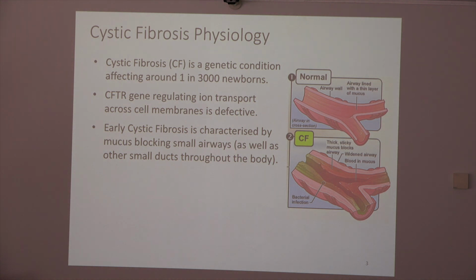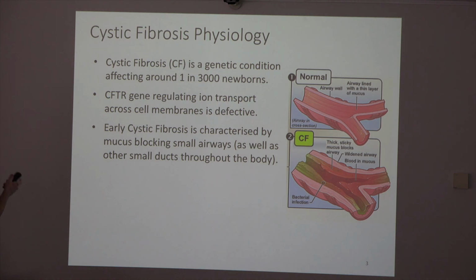So we're mostly interested in cystic fibrosis with the data sets I'm working on. If you're unfamiliar with cystic fibrosis, a brief overview here. It's a genetic condition. It's the most common life-limiting genetic condition in the world, I think. About 1 in 3,000 newborns are born with the faulty gene, which is the CFTR gene. That regulates ion transport across cell membranes.